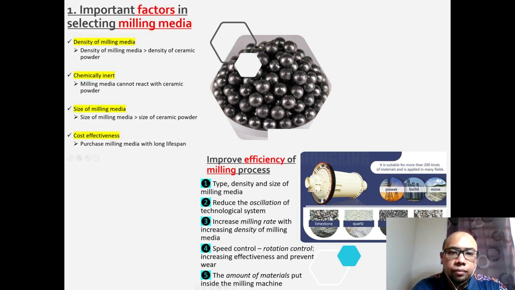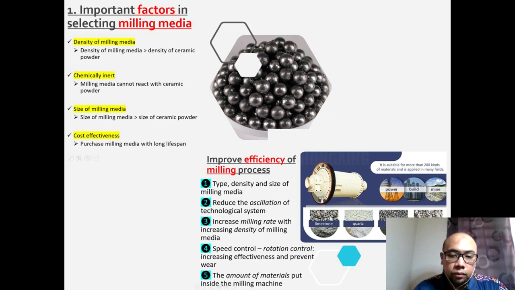Number two, how we want to improve the efficiency of the milling process. These two questions are really important for the milling process. How to improve the efficiency of the milling process? Number one, you need to understand and use a suitable type, density, and size of ball milling media, as I mentioned previously. Number two, reduce the oscillation of the technological system. In simple words, you need to reduce the vibration during the milling process.